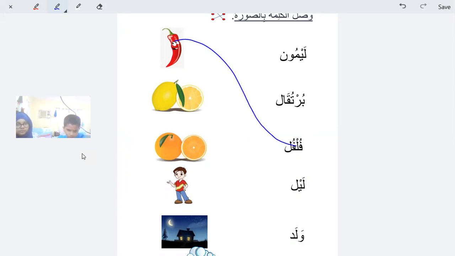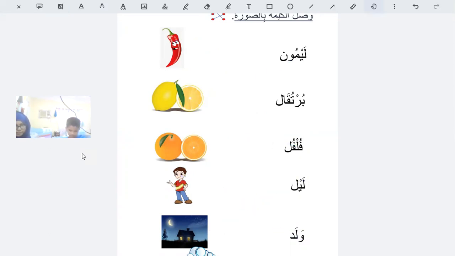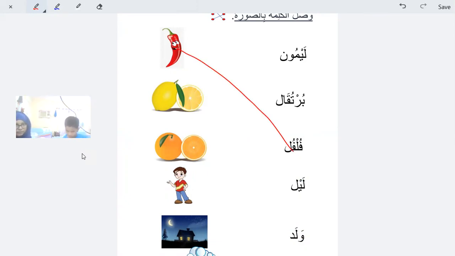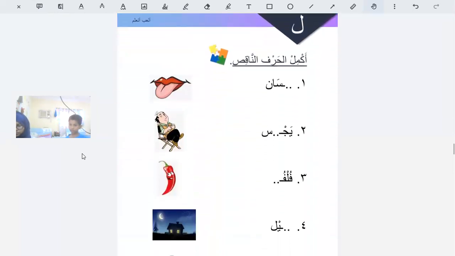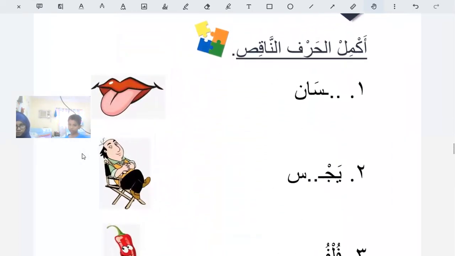Fulful. What? Lemon, limon. Good. Orange, burtukal. Boy, walad. Night. Okay. Then Latifa. Chili, fulful. Good. Lemon, limon. Good. Orange, burtukal. Good. Boy, walad. Good. Night, lail. Good. Akmil al harf al naqis, complete the missing letter.